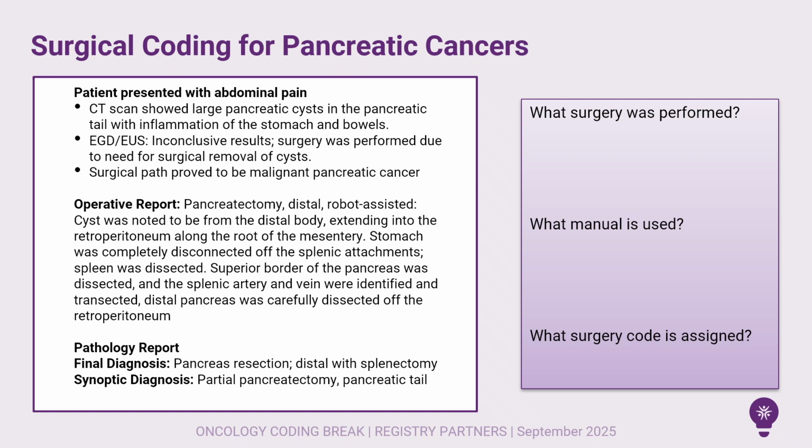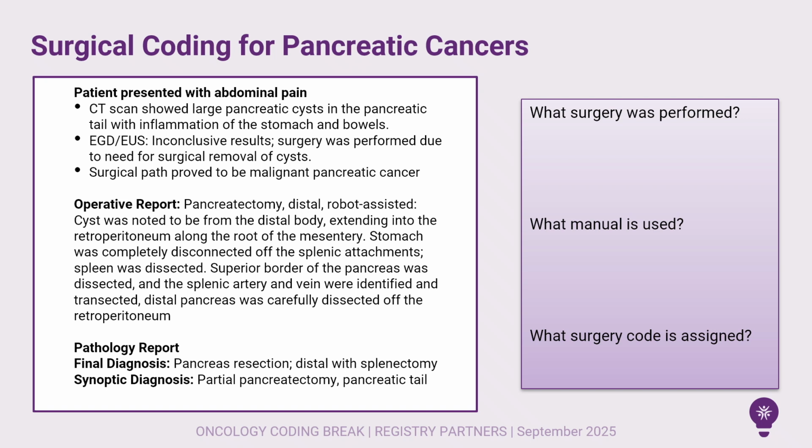Surgical coding for pancreatic cancers. Let's look into a case. Patient presented with abdominal pain. The CT scan showed large pancreatic cysts in the pancreatic tail with inflammation of the stomach and bowels. EGD/EUS had inconclusive results. Surgery was performed due to need for surgical removal of cysts. Surgical path proved to be malignant pancreatic cancer.